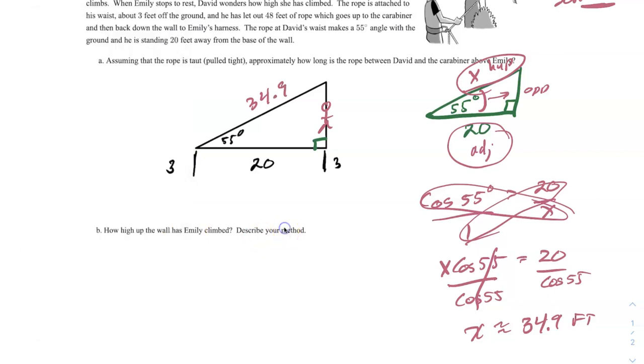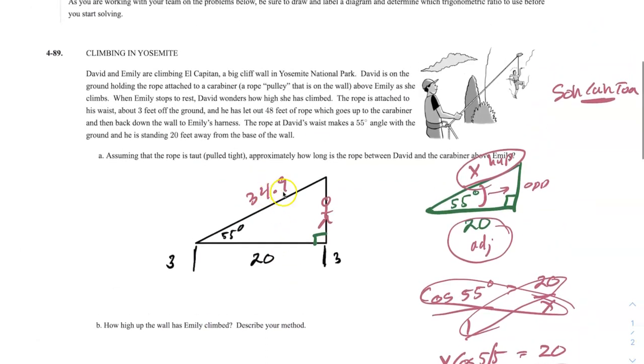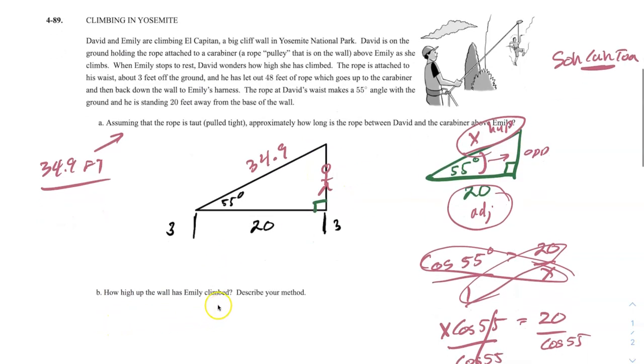So now here's the thing. That's what the top is, 34.9. I've got to figure out what this whole length is to solve stuff later. Now, if I just want to see approximately how long the rope is between David and the carabiner, I figured that out. That part's done. How far is David from the carabiner? About 34.9. How high up the wall has Emily climbed? Describe your method. Well, now we can figure out how high she climbed.